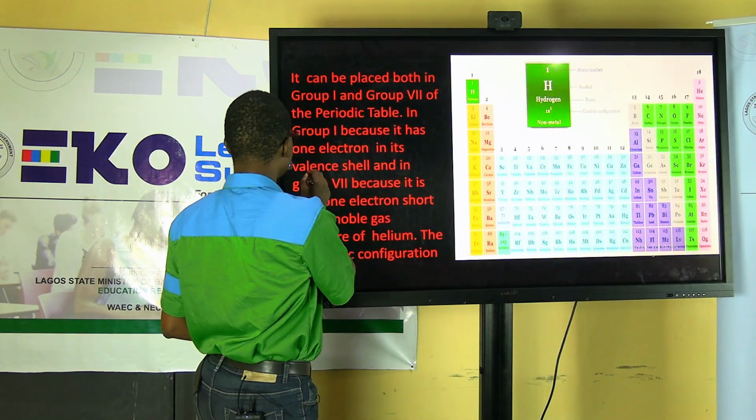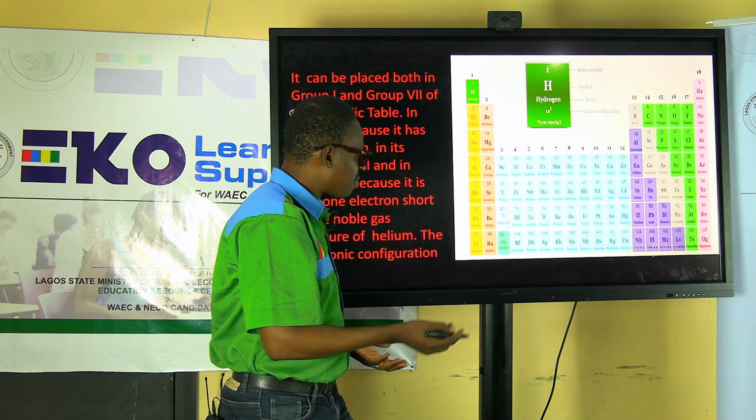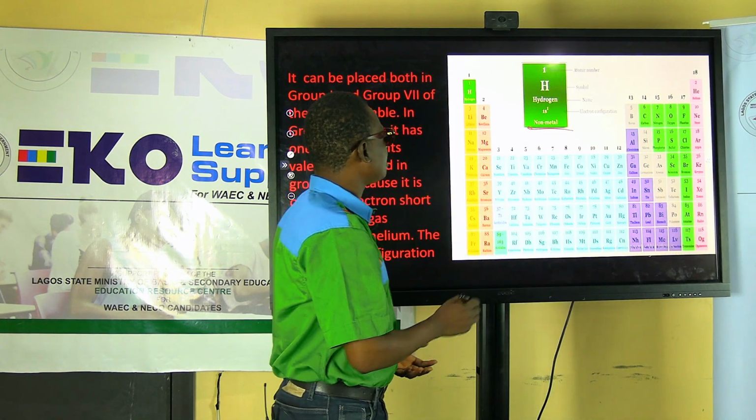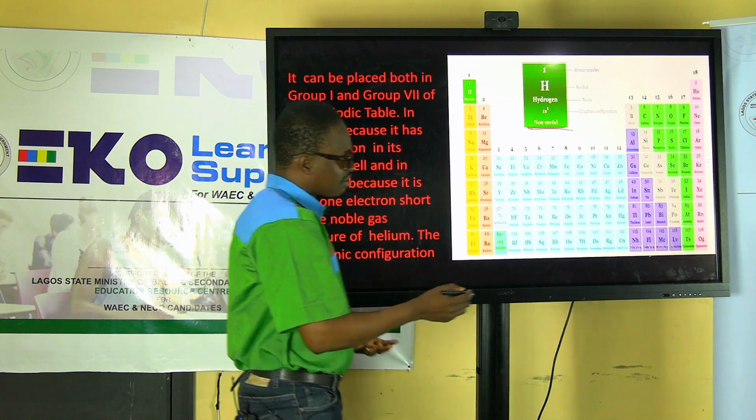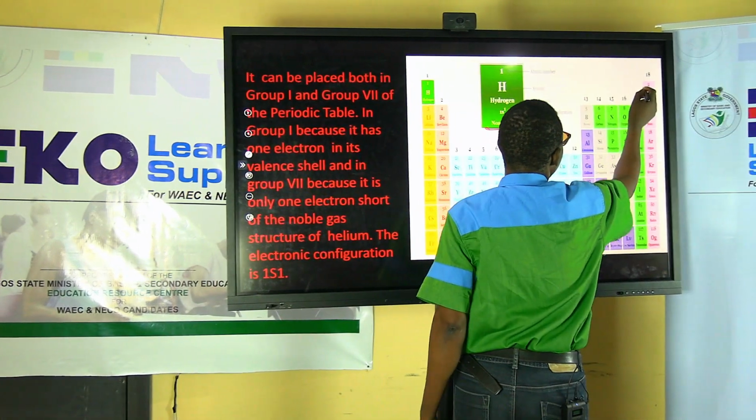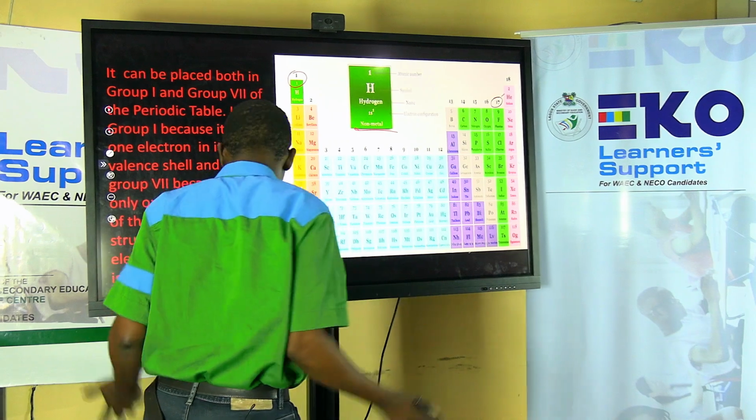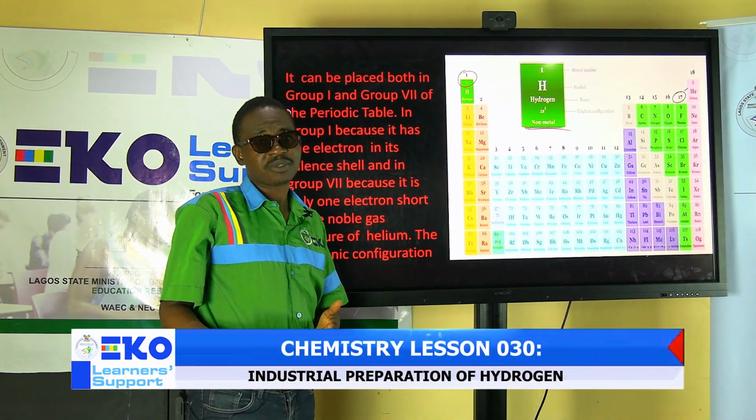Now in the periodic table, where will you place hydrogen? So wonderful. Look at where the hydrogen is. Placed in the middle. Meaning it can be in group 1 or group 7. So it can be in this group, or be in this group. But why is hydrogen sharing 2 groups in the periodic table?